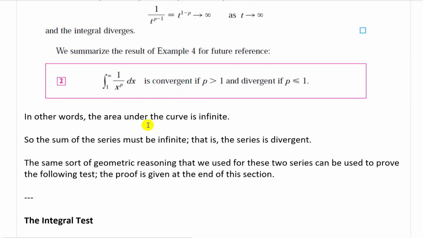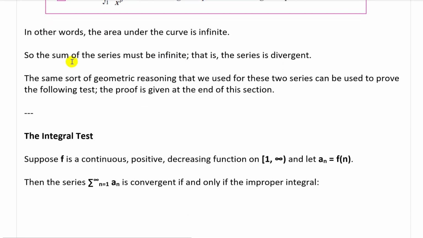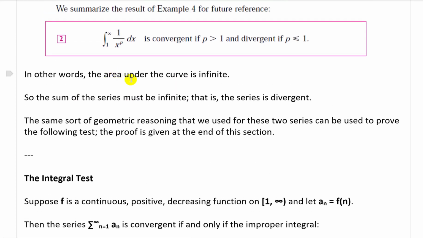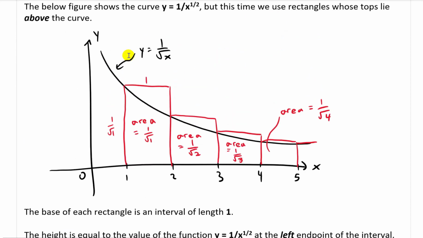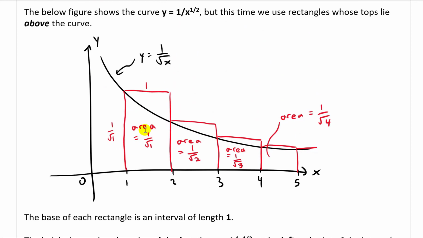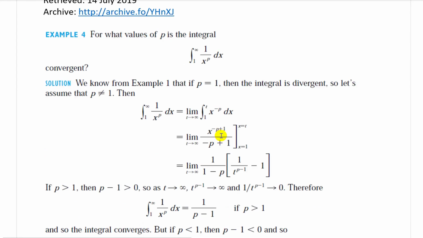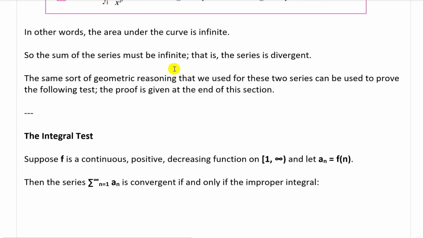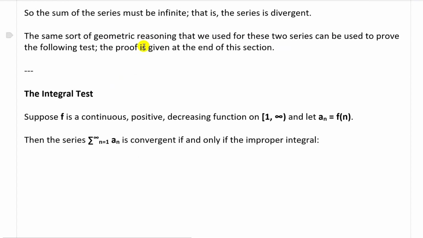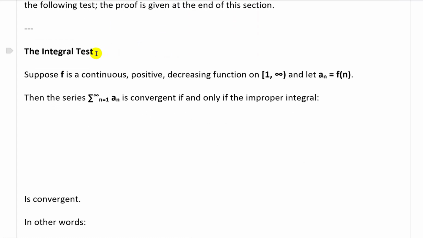In other words, the area under the curve is infinite, so the sum of the series must be infinite, because the area under the curve is infinite. These rectangles are more than that infinity, so it's also infinity, that is, the series is divergent. The same sort of geometric reasoning that we use for these two series can be used to prove the following test. The proof is given at the end of this section, and it's called the integral test.